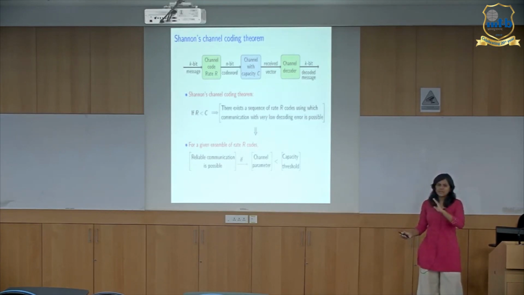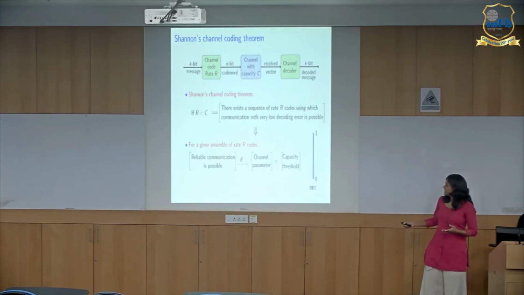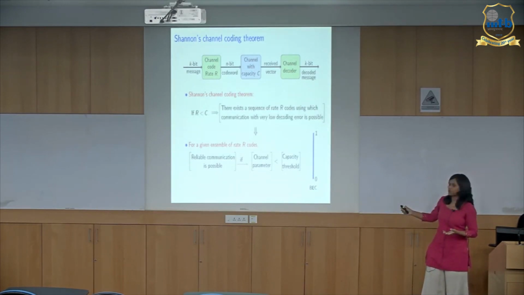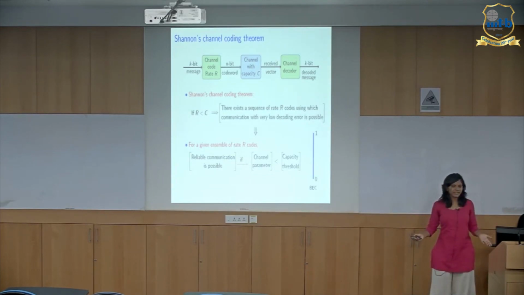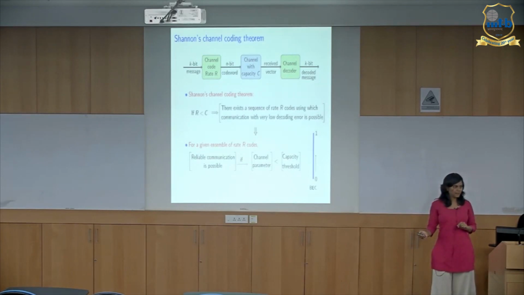Now this equivalent notion is a bit unfamiliar, so let me illustrate it via an example. Consider a binary erasure channel. For this channel, the channel parameter is the erasure probability of the channel, which goes from 0 to 1. Now when the erasure probability is 0, of course we can have reliable communication. Now let's start increasing this erasure probability.